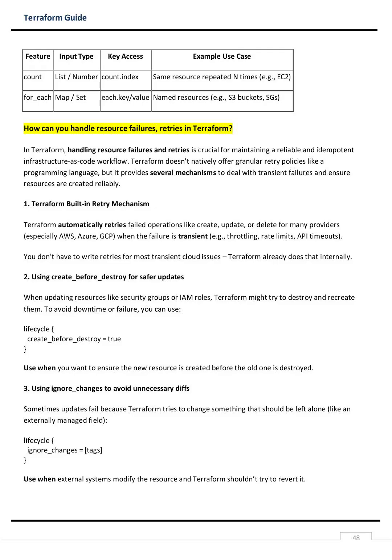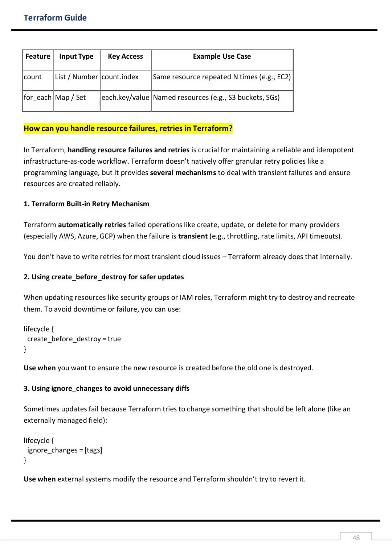2. Using create_before_destroy for safer updates. When updating resources like security groups or IAM roles, Terraform might try to destroy and recreate them. To avoid downtime or failure, you can use lifecycle. Use it when you want to ensure the new resource is created before the old one is destroyed. 3. Using ignore_changes to avoid unnecessary diffs. Sometimes updates fail because Terraform tries to change something that should be left alone, like an externally managed field. Lifecycle: use when external systems modify the resource and Terraform shouldn't try to revert it.